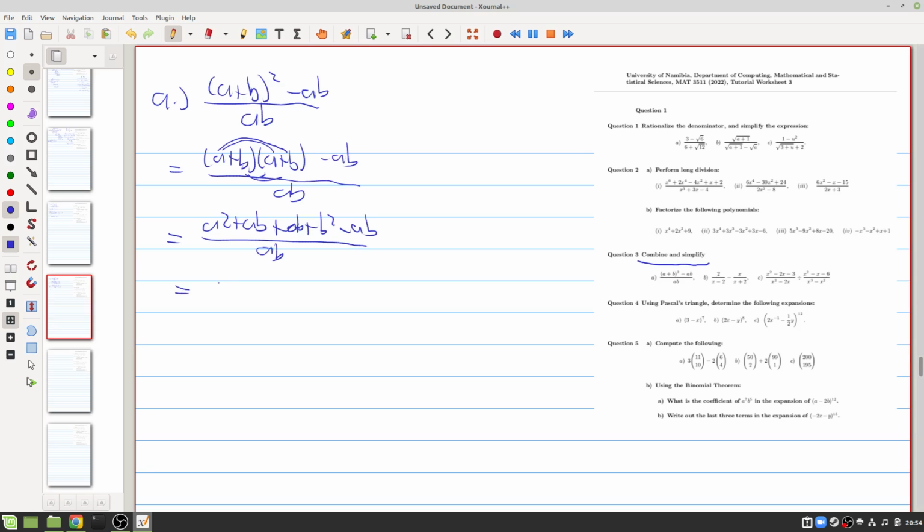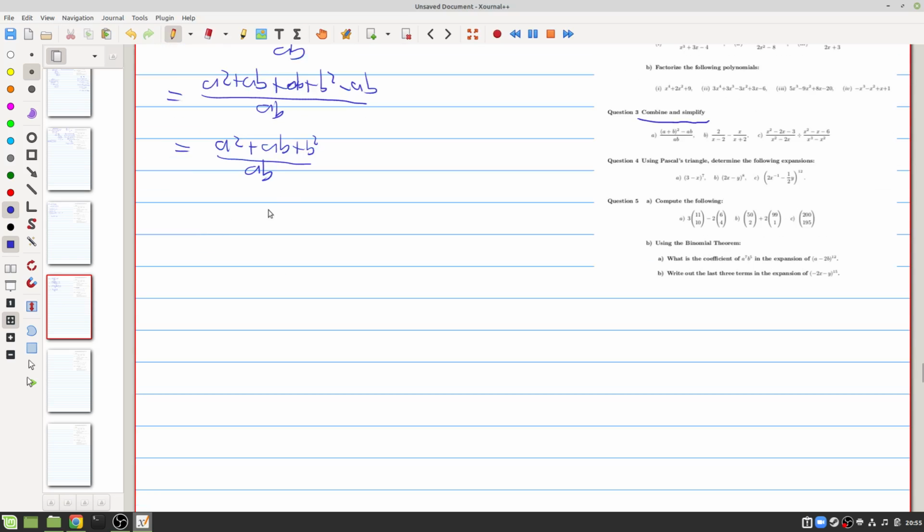And finally we just collect our like terms. So a squared, so it's just the 1. Then the ab's, so ab plus ab is 2ab, minus ab is just 1ab, and then plus b squared. And that's all over ab. And nothing else we can factorize at the top, so that's it. That's our final answer. So that is combined into a single fraction and simplified.